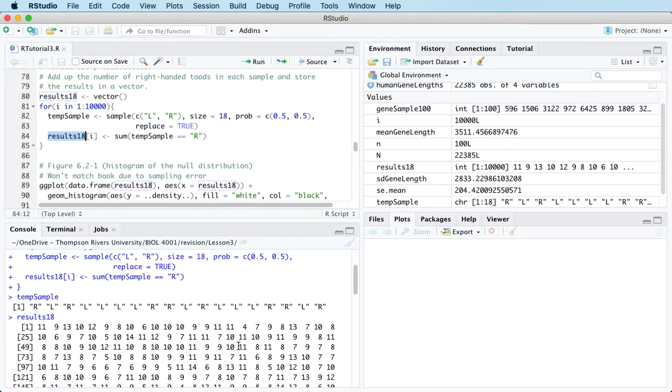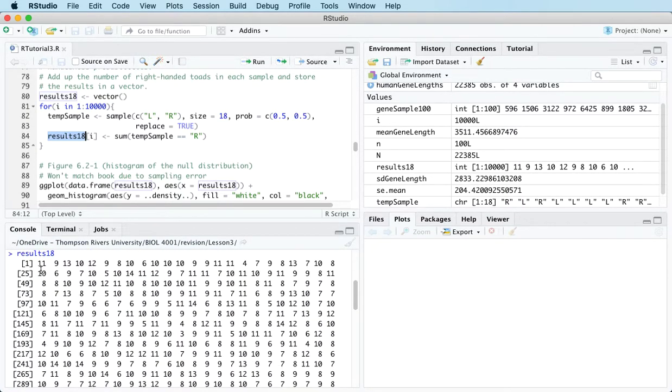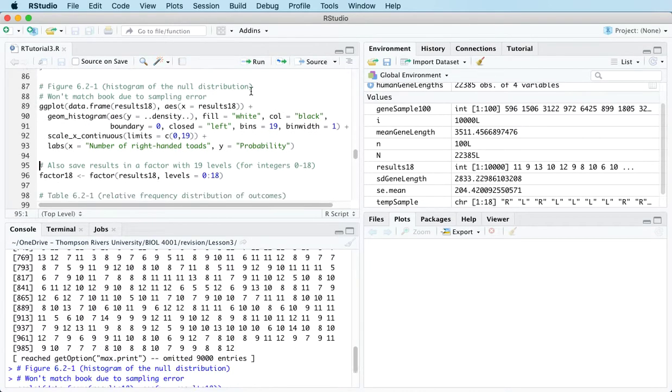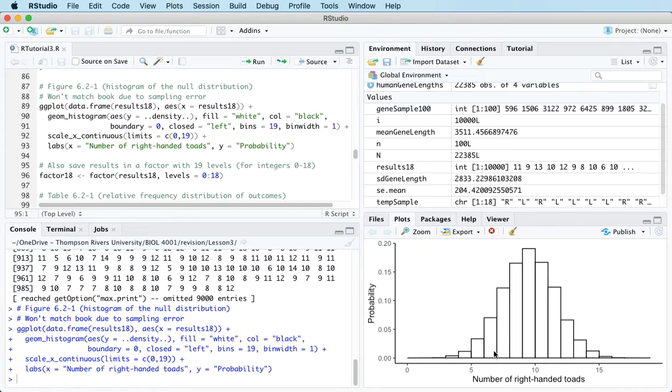And I've stored in this results 18 vector the number of right-handed toads in each of those samples. Okay, so here's just the first few hundred. So in the first sample there were 11 right-handed toads, the second one 9, and then 13, and then 10, and then 12, and so on. So you can see we're getting different results for each sample, and so the question is, in our 10,000 samples, what does that distribution look like? So we could draw a histogram to see what it looks like. So it's a nice symmetric distribution.